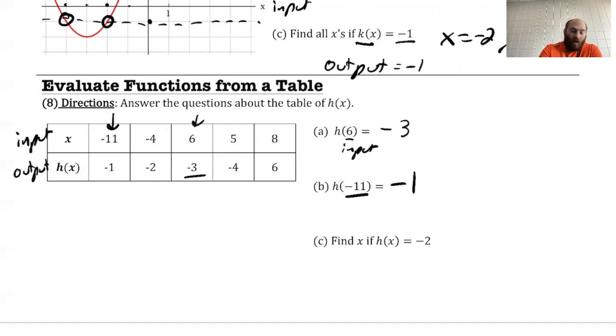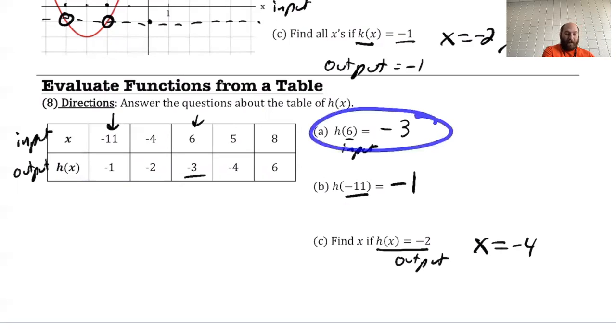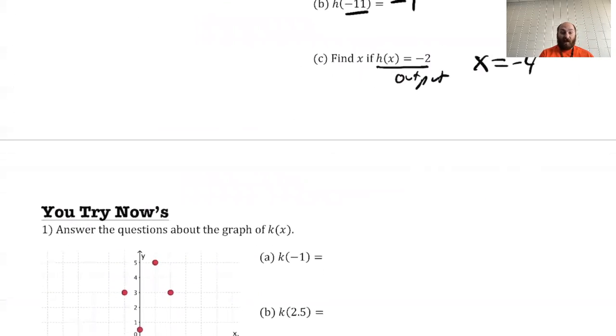The other one is different though, because find x if h of x equals -2. So that's my output. So I'm going to look here and I look, oh, there it is, -2. And that's the only -2. So that's going to go to a -4. So x equals -4. So remember the proper notation. I'm stating h of 6 equals -3, h of -11 equals -1, h of x equals -2 when x equals -4. Okay. All right, that's it.